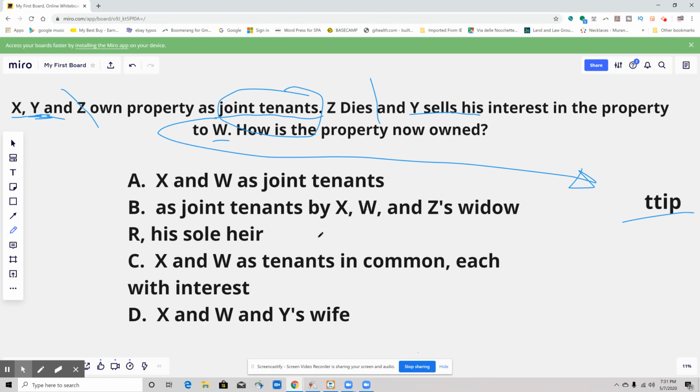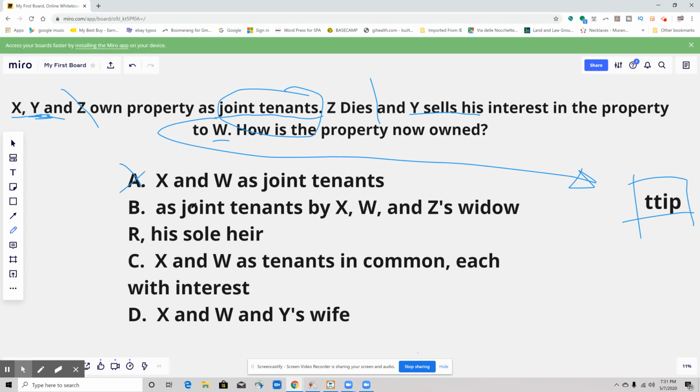Well, the answer to that is no, because they have not met the four unities. A couple of things are not going to work. X took title to the property on the original title with X, Y, and Z, so they wouldn't meet the unity of title. They could meet the unity of interest, but they also would not meet the unity of possession, coming into possession of the property at the same time. So A is not good.